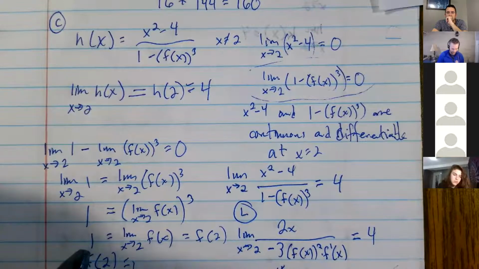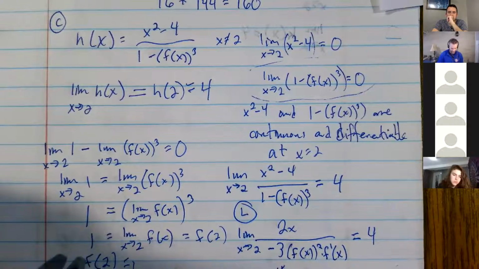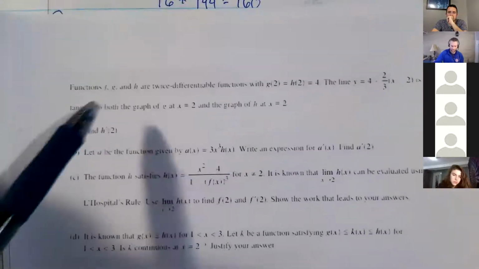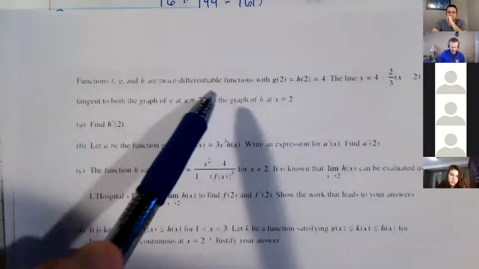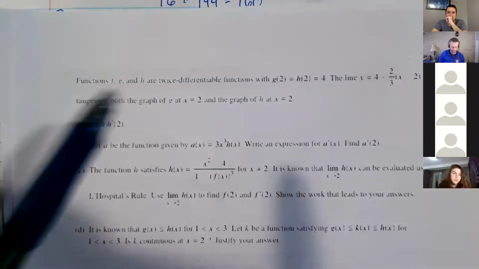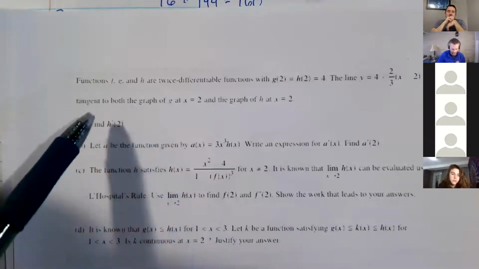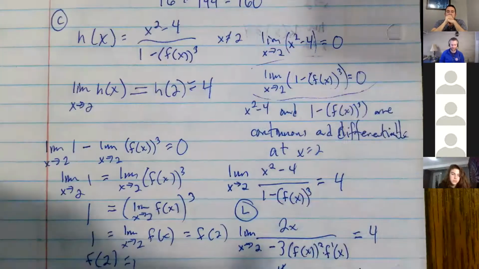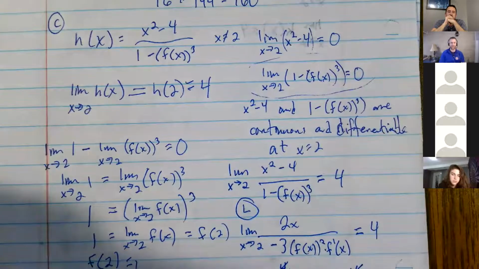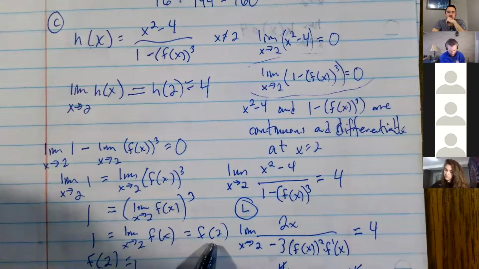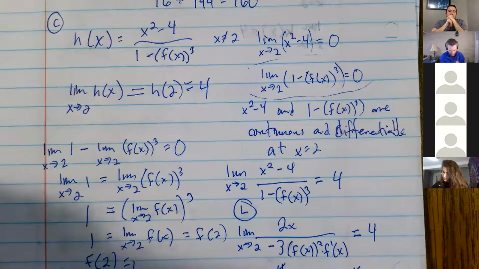How do I know that? Well, remember, at the very beginning, we were told that f, g, and h are twice differentiable. What does that mean? Twice differentiable means that the first derivative exists and the second derivative exists. So if the first derivative of f exists, that means that f is continuous. And if f is continuous, the limit as x approaches 2 must equal f of 2. So f of 2 equals 1. All right, so that's the first part.